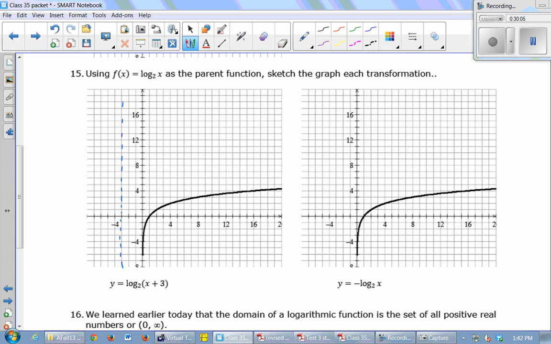Right, so this point at 1, 0 is going to go 1, 2, 3 to the left and be right there. And then I've got a point 2, 1. Move it 3 to the left, and it's going to be at negative 1, 1. And let's see, 4, 2 is going to end up at 1, 2. And 8, 3 is going to be at 5, 3. And when I connect these, I'm going to have a graph that looks something like that. Just shift the whole thing left 3 units.